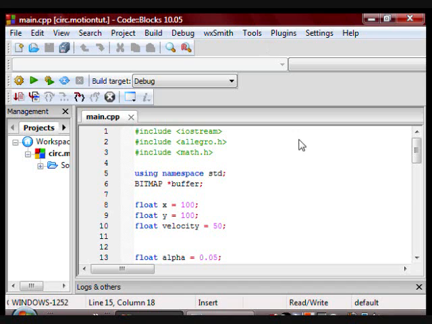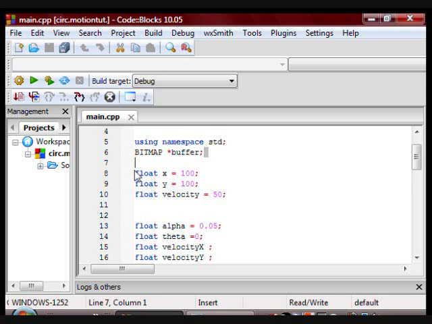So to start, I have declared three floats, x and y. These are going to hold the position of the object that is going to go in uniform circular motion. And I have velocity, that's the velocity of the object.